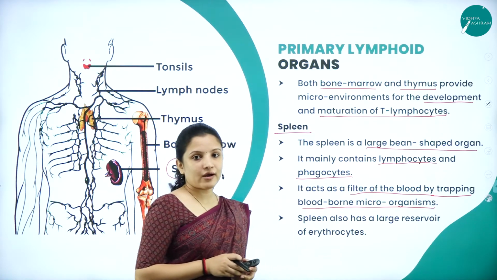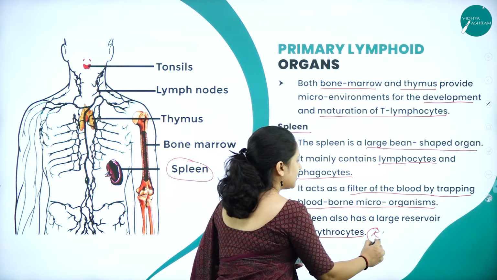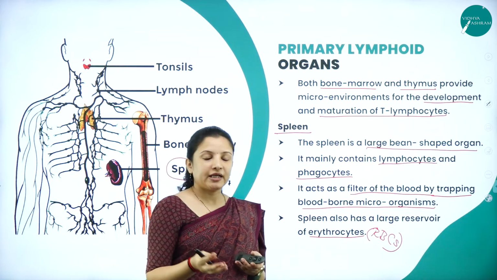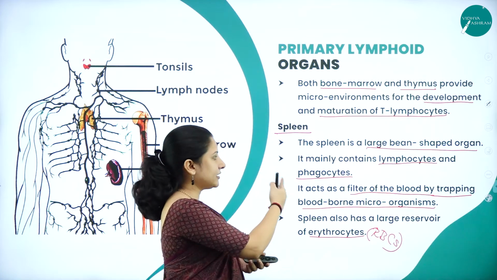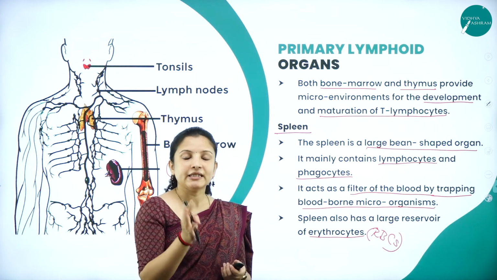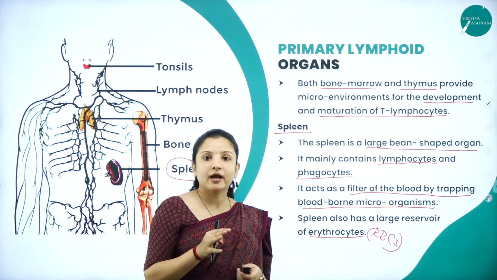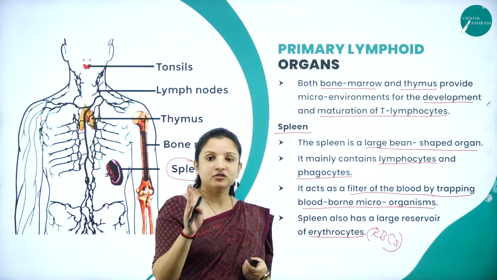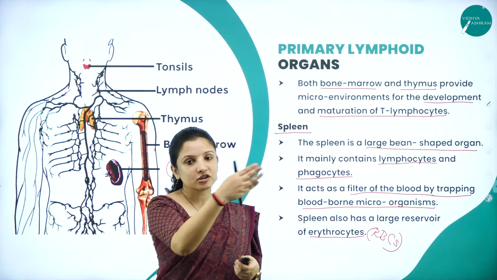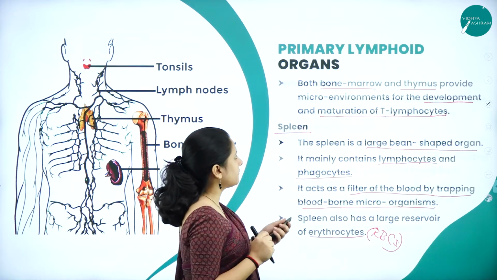And the spleen also has a large reservoir of erythrocytes. Erythrocytes are nothing but the RBCs. So what are there in the spleen? In the spleen, RBCs are there. In the spleen, lymphocytes are there. Phagocytes are there. And not just that, the spleen acts as a filter wherein it helps in filtering the microorganisms that are there in the blood, because blood is one of the main carriers in the body, right? So the microorganisms should not spread to other organs of the body. So that is how the spleen actually helps in filtering.